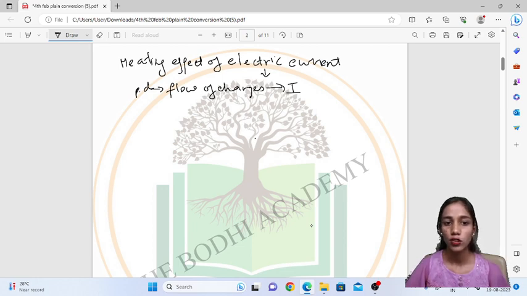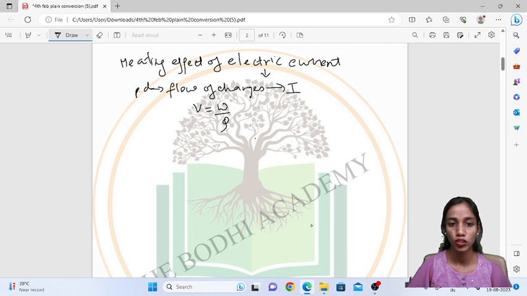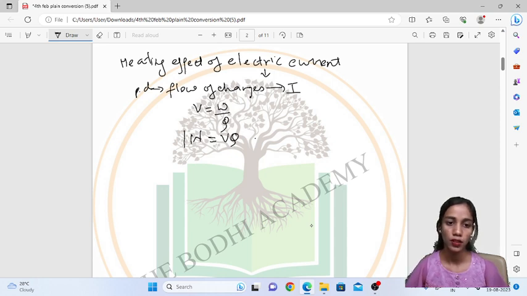So in this we had studied the formula V equals W upon Q. Work done to move the charge was the potential difference. So here we can also find out that work done in joules is equal to potential difference into the charge. So this is the total work done in producing the electric current.